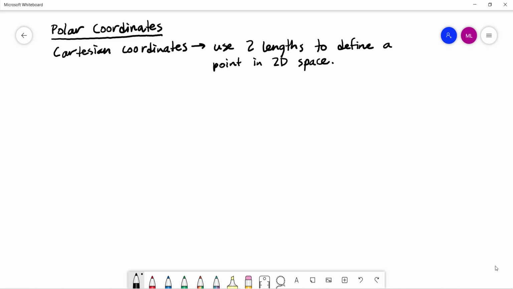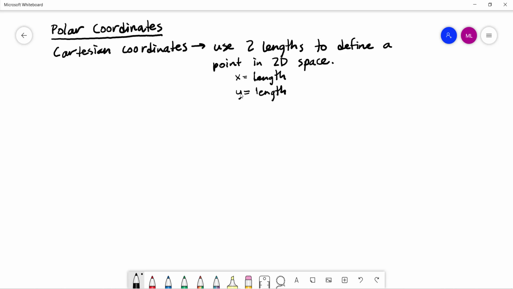So the first length is how far you need to go in the horizontal direction, so the x-coordinate, and then the second length is how far you need to go in the vertical direction, so the y-coordinate. So the two lengths are literally the x and the y coordinates. X is basically a length, and then the y-coordinate is essentially another length, or a distance. In this case, x is the length from the y-axis, y is the length or distance from the x-axis.